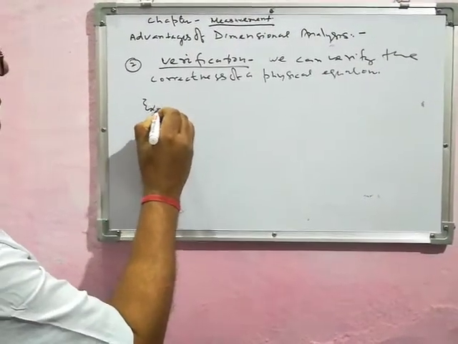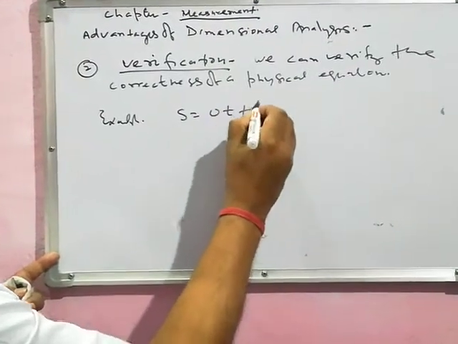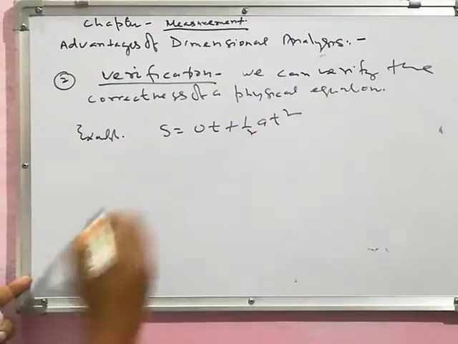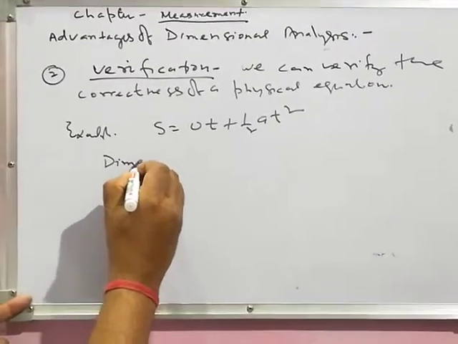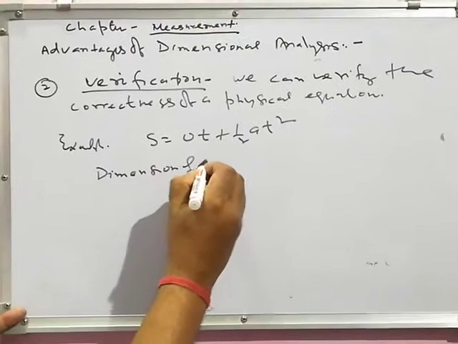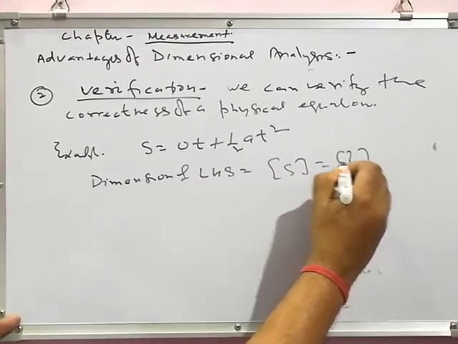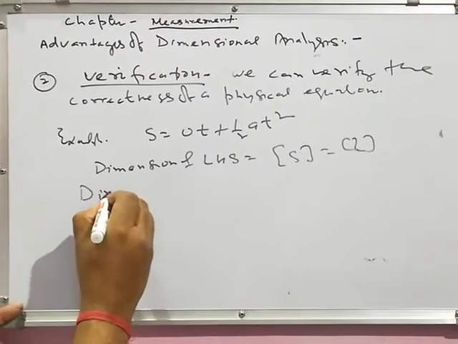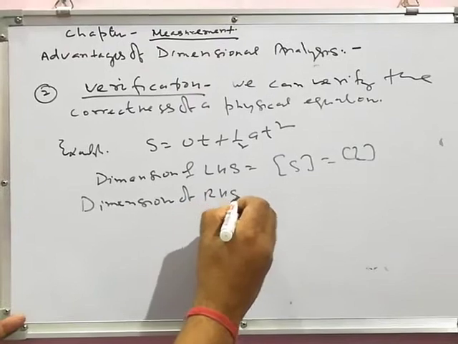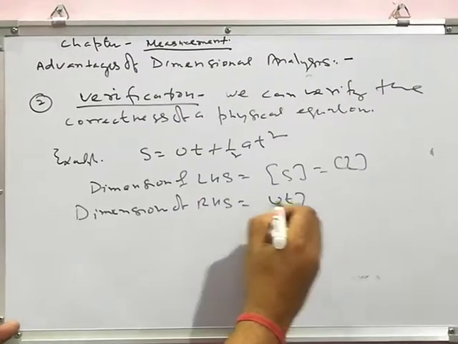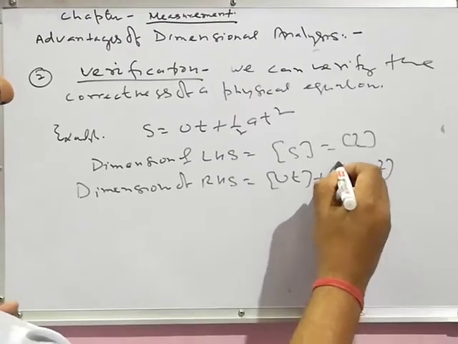Take an example, S is equal to ut plus half at square. How can you verify it? First of all, write the dimension of LHS. So the dimension of LHS is the dimension of S, and it is equal to L. Now write the dimension of RHS, which is equal to the dimension of ut plus half at square.